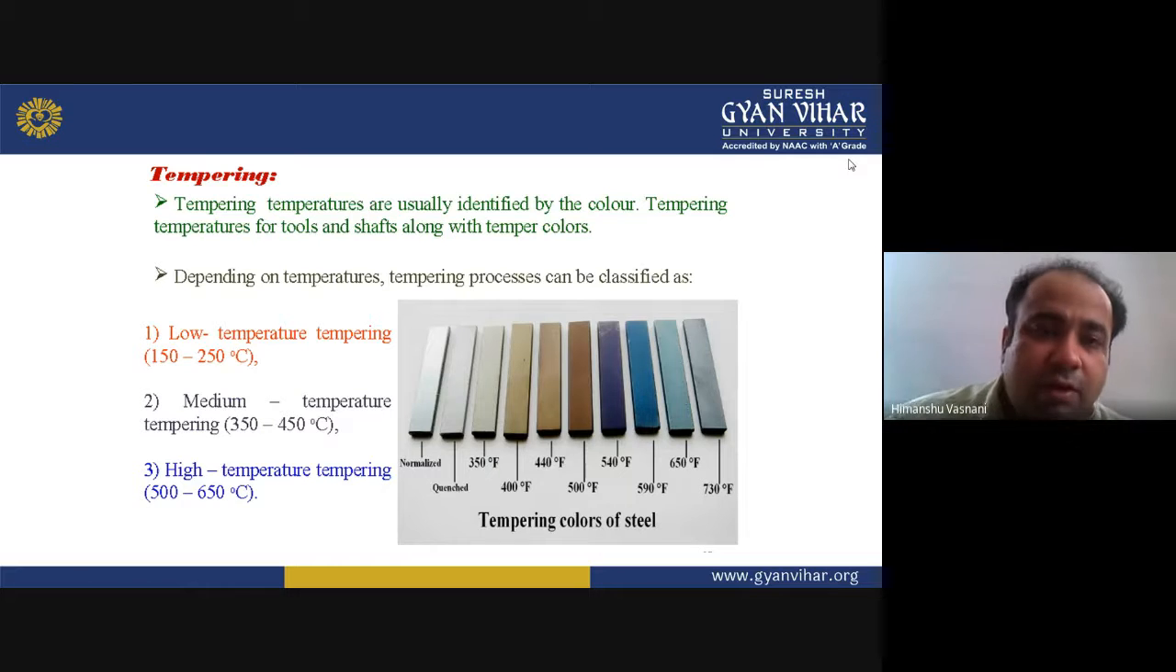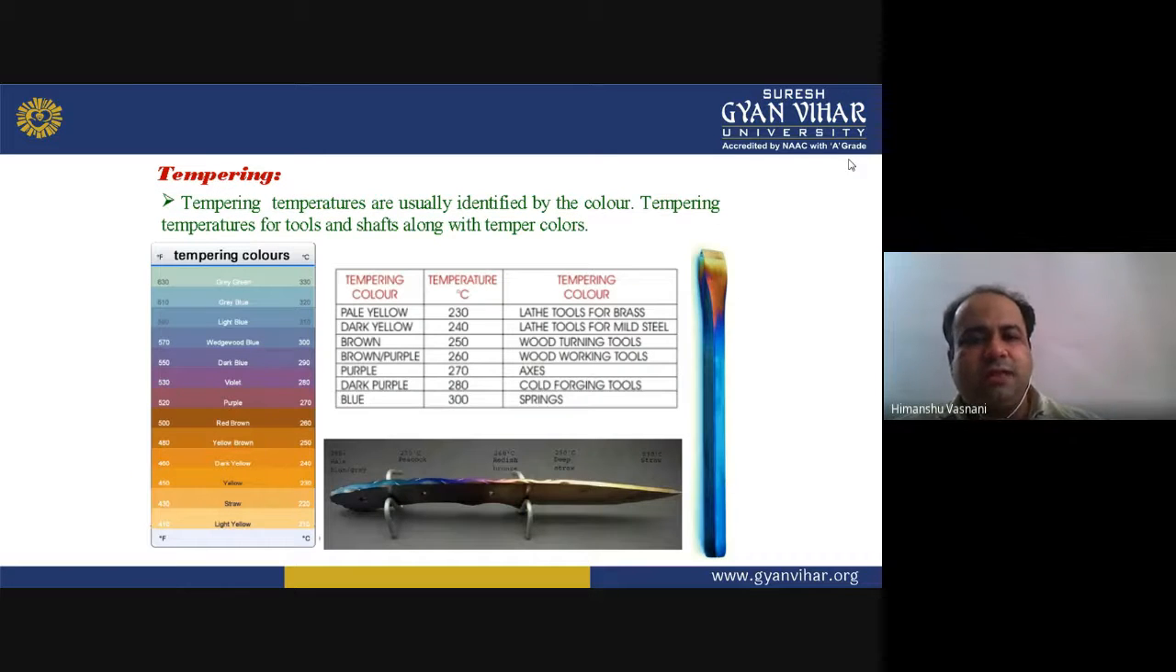So here you can give the classification. Then there are different temperatures and different colors, and for each, a different kind of tool is used. For example, for 200 degrees centigrade you go for lead tools, for brass you have 270 degrees centigrade, and for springs you have 300 degrees centigrade. So these are some different colors that are obtained during the tempering process.